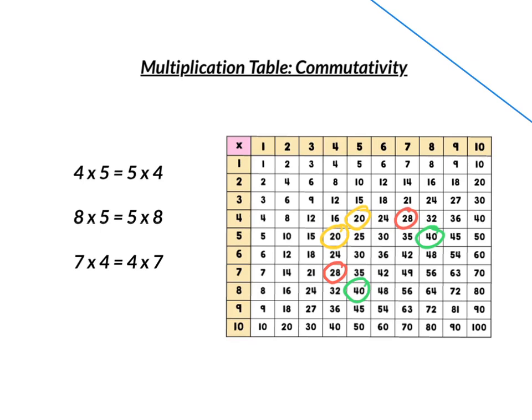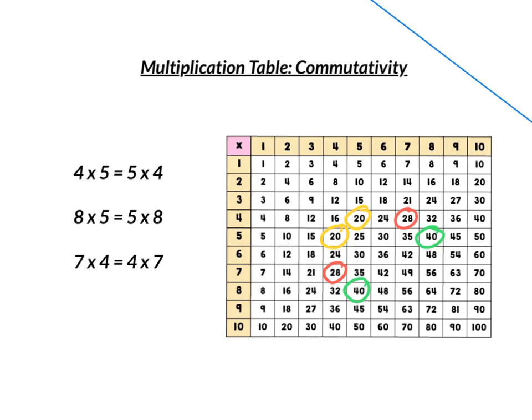4 times 5 and 5 times 4 make 20. Have a look at the two 20s that are circled in yellow. 4 times 5 and 5 times 4 both equal 20. Let's look at 7 times 4 and 4 times 7. They both equal 28, and they're both circled in red. When we look at 8 times 5, we can see that 8 times 5 equals 40, and 5 times 8 equals 40.